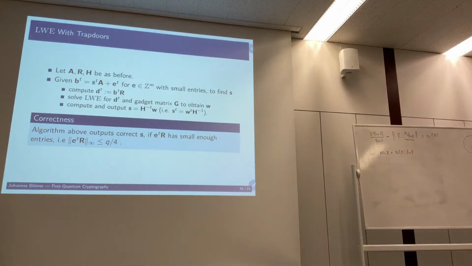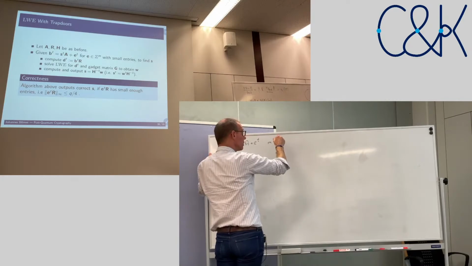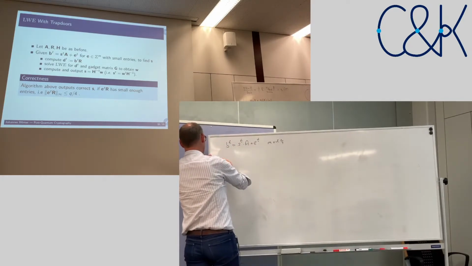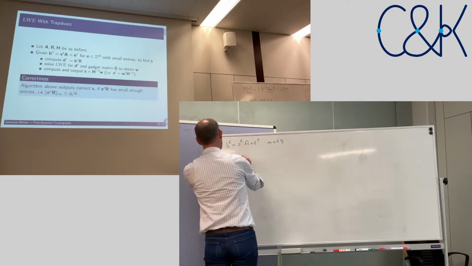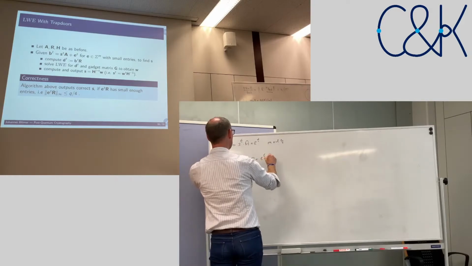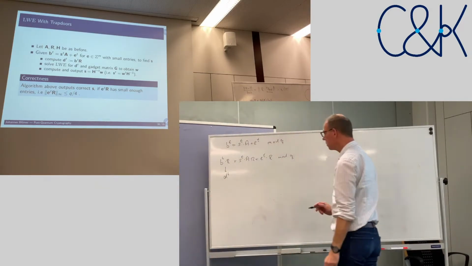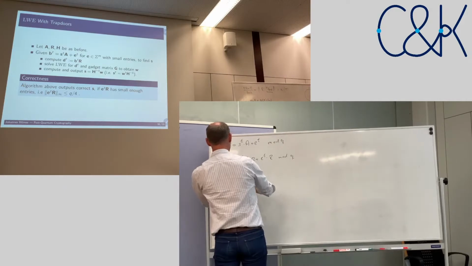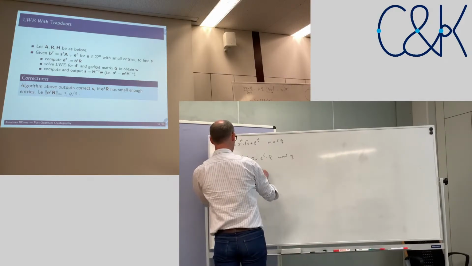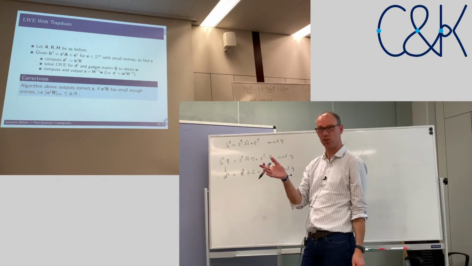Now, why is that true? So assume we have B transpose is equal to S transpose times A plus E transpose modulo Q. Now I multiply everything to the right with R. And that is S transpose times A times R plus E transpose times R mod Q. But this here is D transpose. This here is S transpose times H times G plus E transpose times R mod Q, right? Again, A times R is H times G.